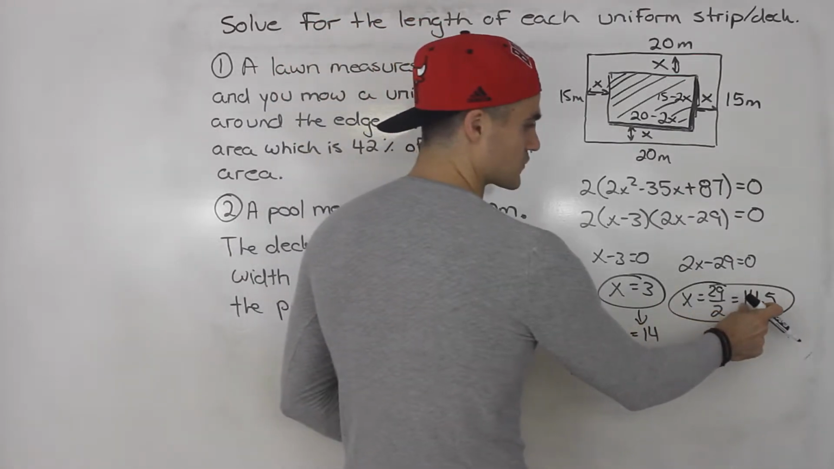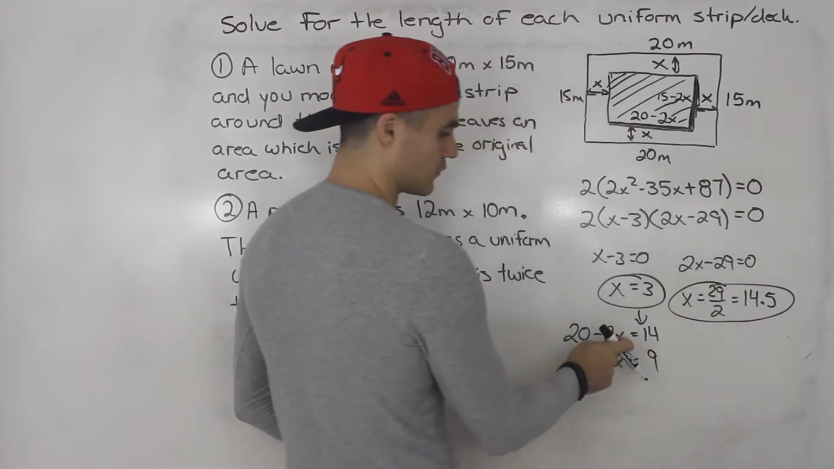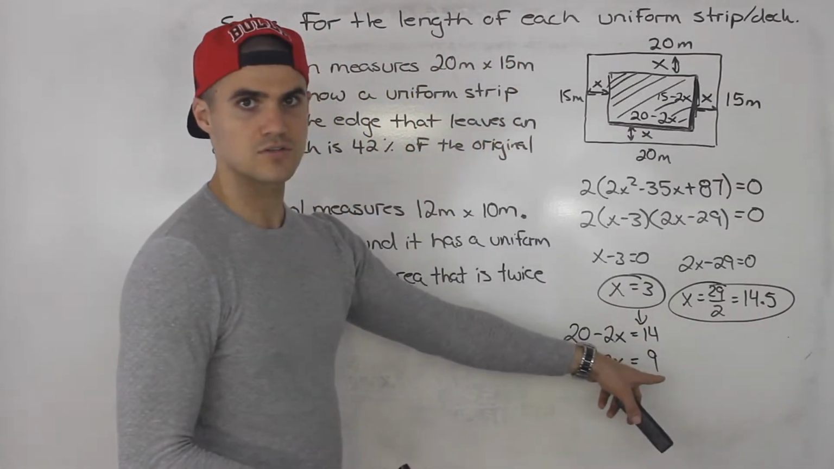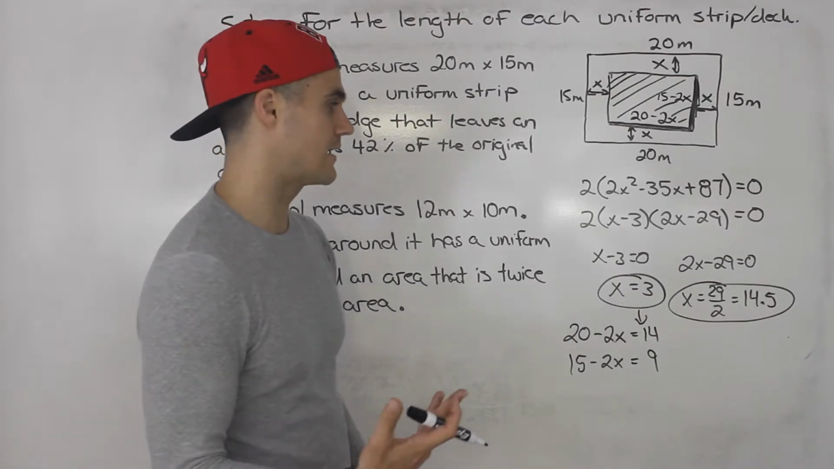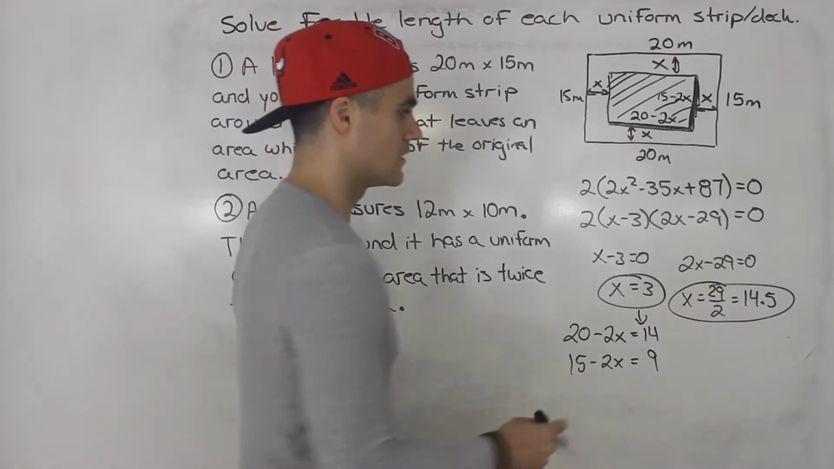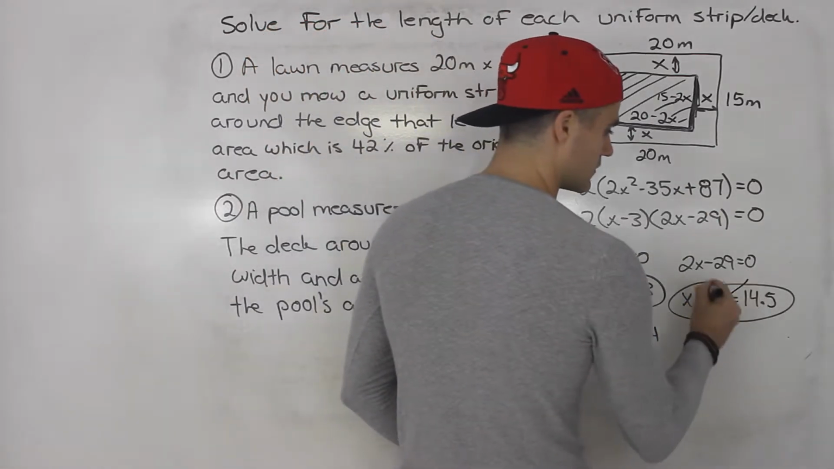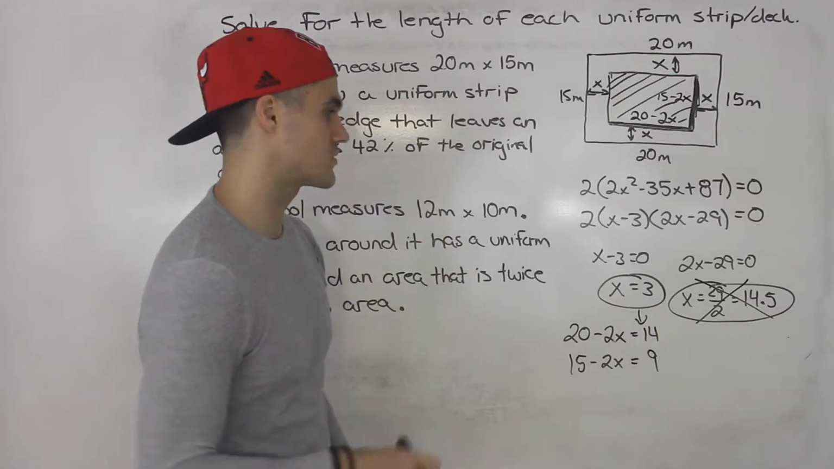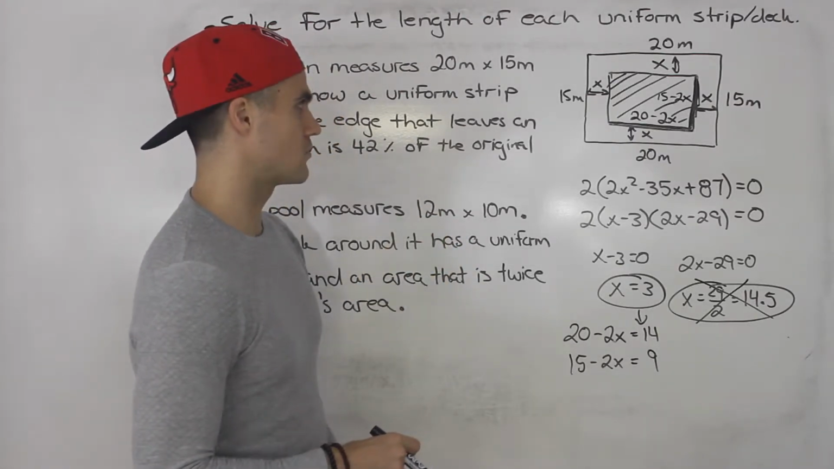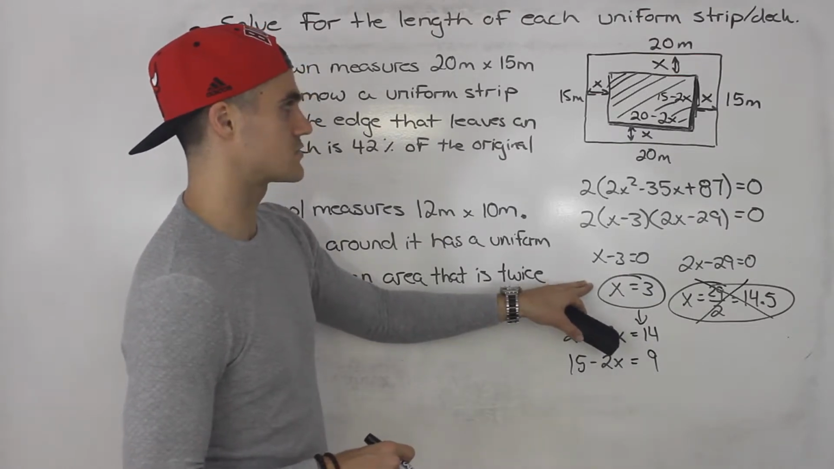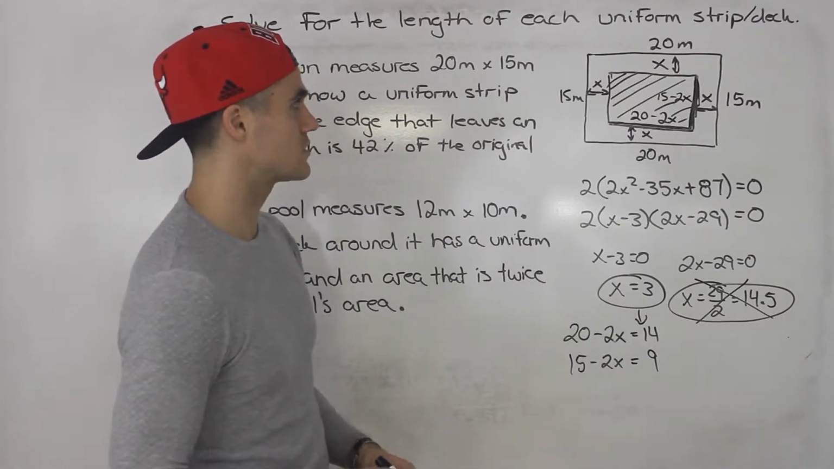But notice x equals 14.5. If we plug 14.5 for these x's here, we'll get negative values for the length and width. And that is impossible. You can't have negative values for length and width. So we know that this answer, 14.5, doesn't work for this word problem. So we would just ignore that. So the only answer that does work is this x equals 3. And that's actually the answer to the question.